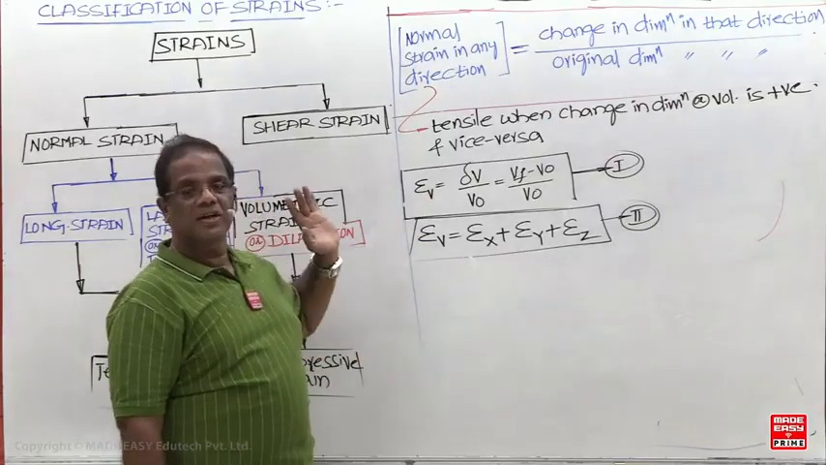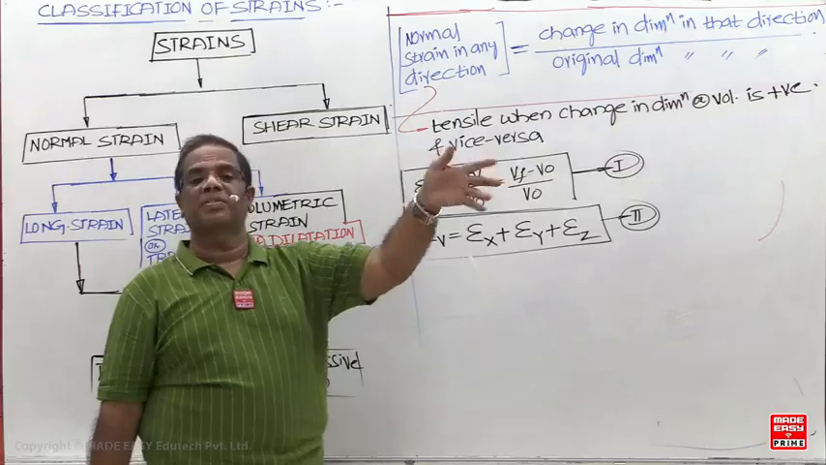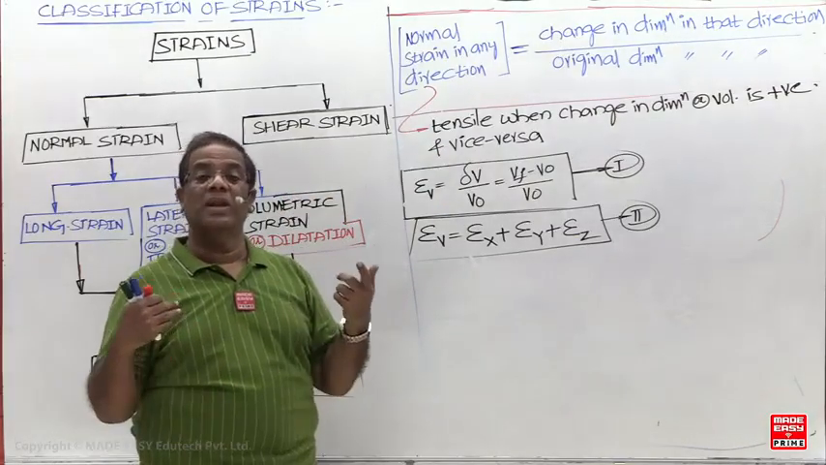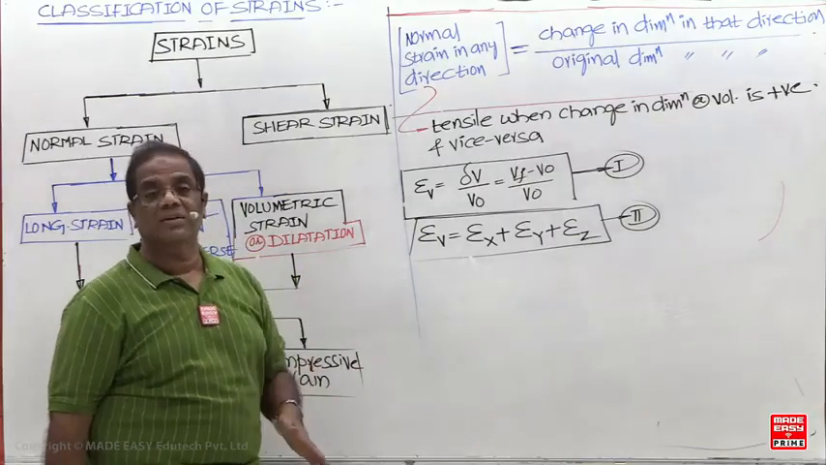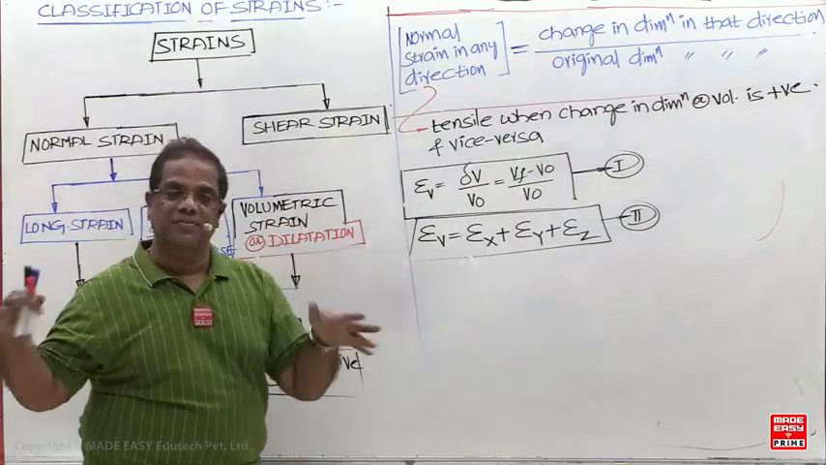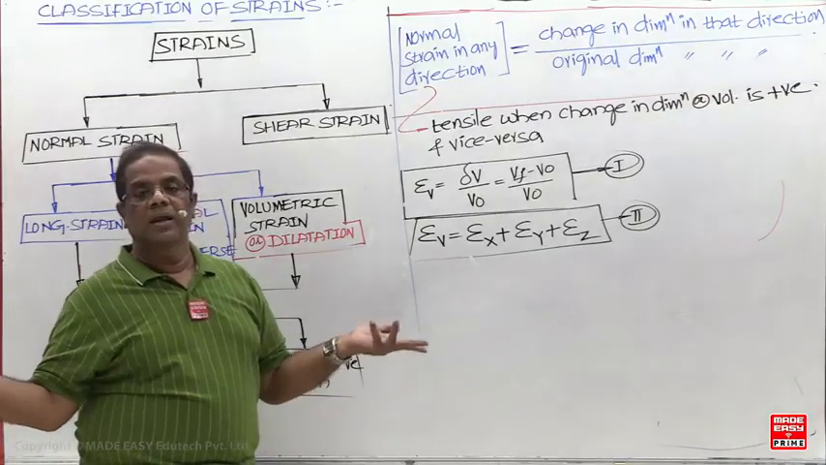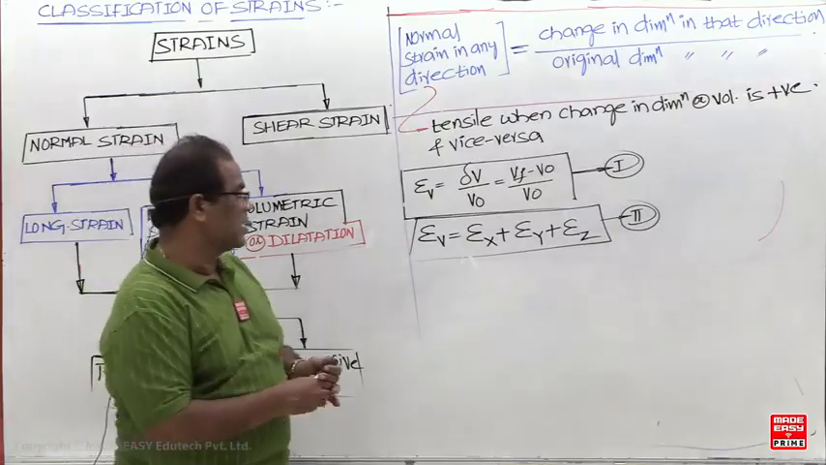It is a generalized equation. This is valid in presence of load and in the absence of load. In presence of load means even under uniaxial, biaxial, or triaxial state of stress, and even in the absence of stress. When there is no stress, meaning no load, then how to get the change in dimension? Because of the change in temperature.